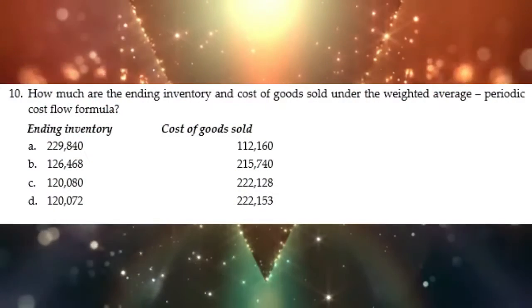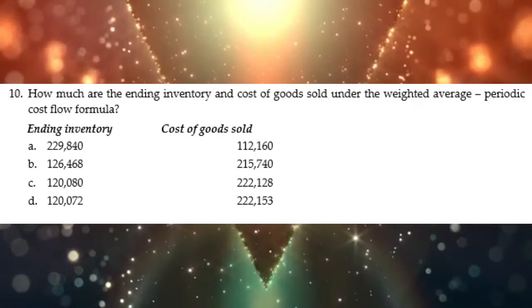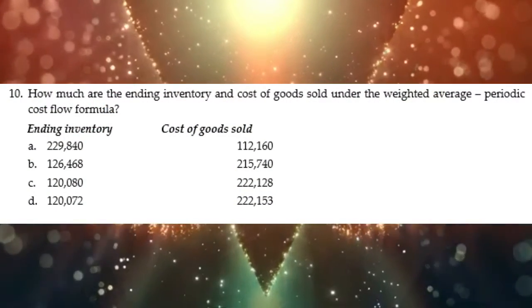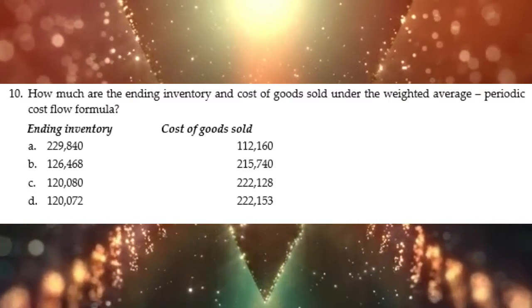So the answer for number 9 is still letter C. Number 10. How much are the ending inventory and cost of goods sold under the weighted average periodic cost flow formula?